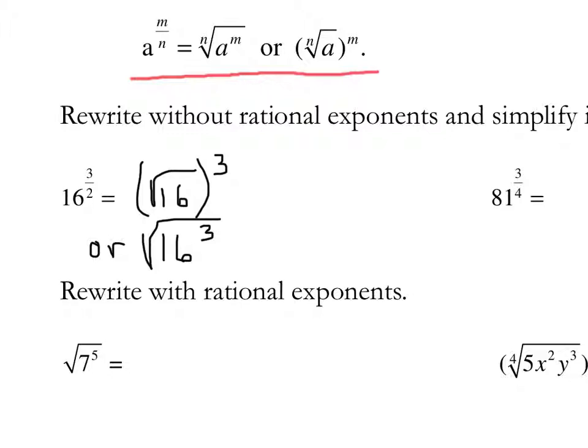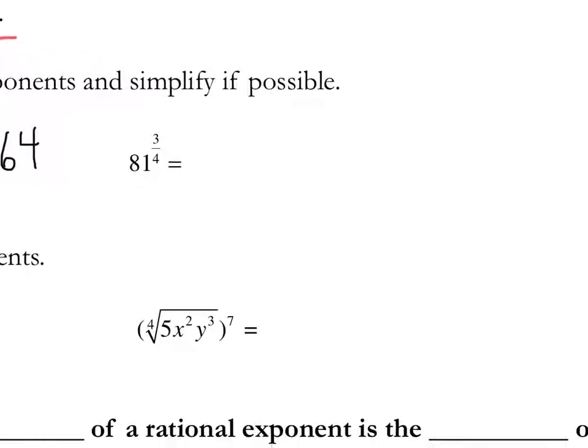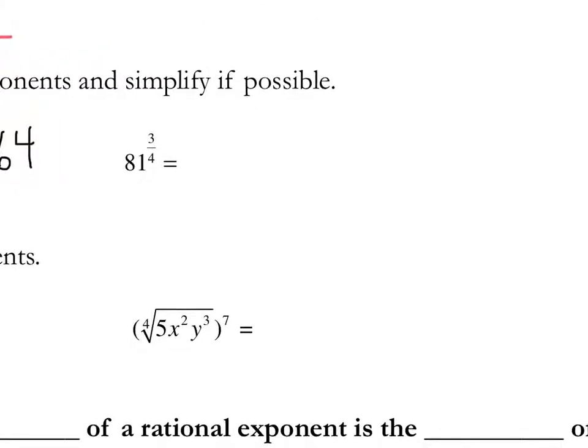Well, 16 to the 3rd power is a very large number. I don't want to go there. But the square root of 16 is just 4. I like that. And 4 cubed is 4 times 4 times 4, 64. So I am going to take the root first. That's just my preference. I'd rather deal with those smaller numbers.